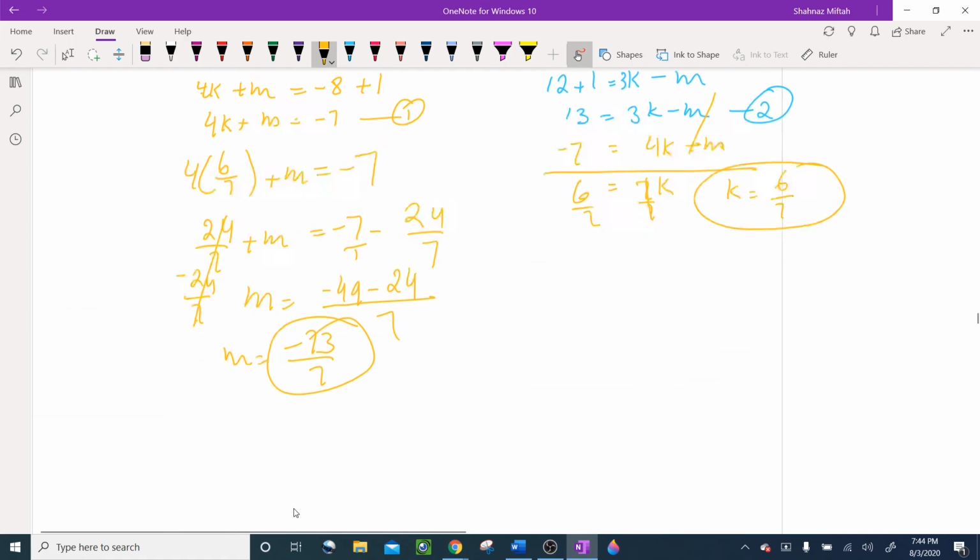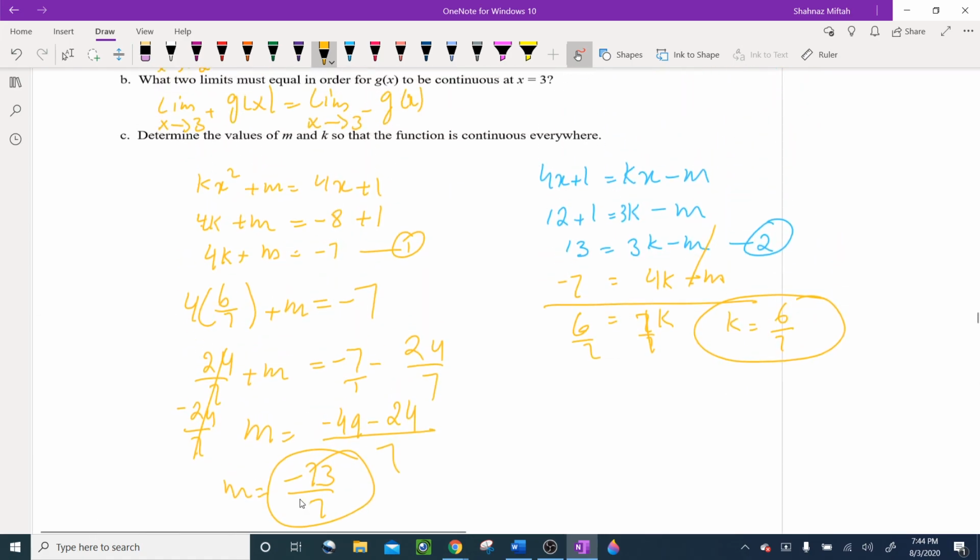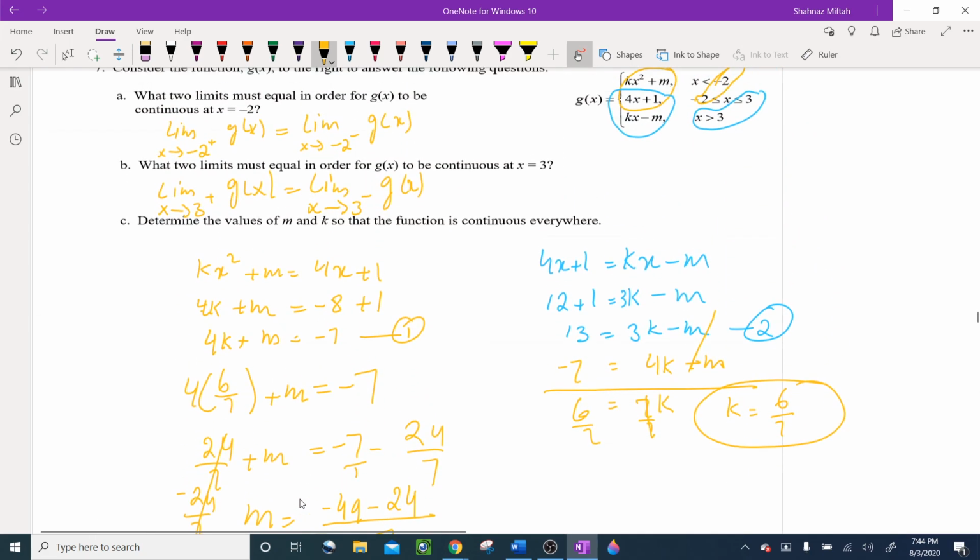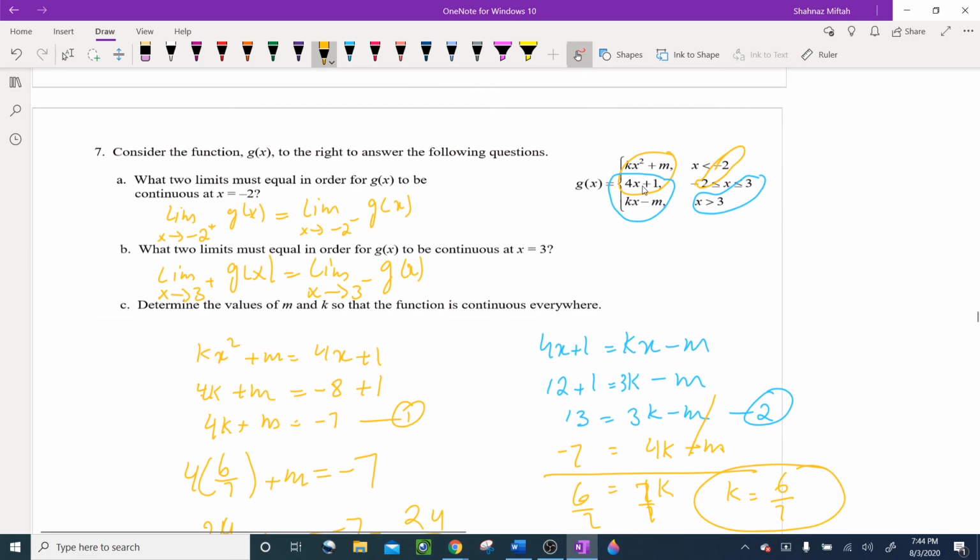Okay, so this is what we got for the things. And like I said, if you have a piecewise function, variables are missing. If x is given, make them equal each other.